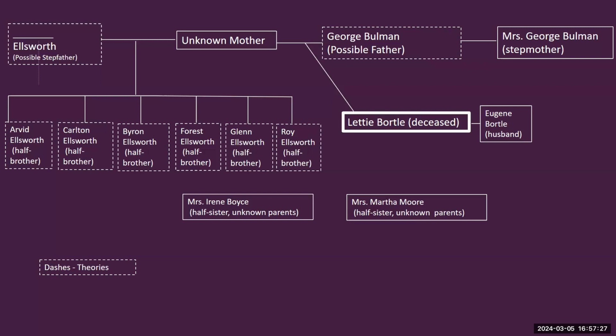And we also have a number of half-brothers who were listed with the Ellsworth surname. So our theory is that her mother married an Ellsworth, and those are from her mother's second marriage. But there could be other possibilities. And then we have 2 sisters, Mrs. Irene Boyce and Mrs. Martha Moore. We know they're half sisters, but there's not enough clues to know if those are her mother's children or her father's children.